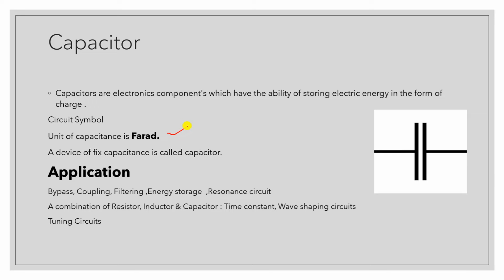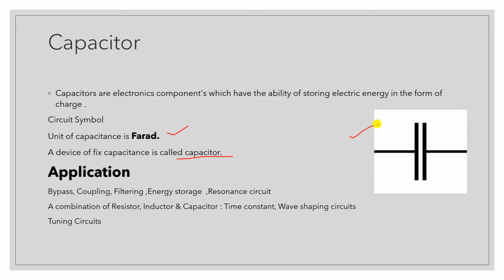A capacitor is useful in different applications. It is useful in bypass, in coupling circuits, in filtering circuits, and in energy storage and resonance circuits. So a device whose capacitance is fixed is known as a capacitor.